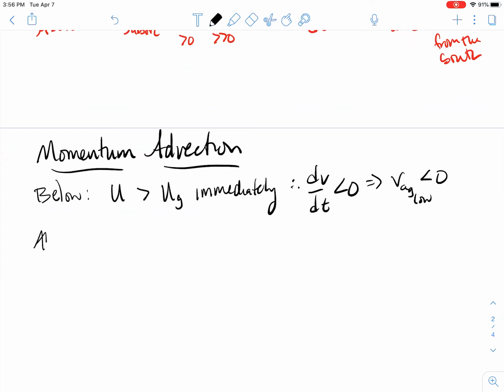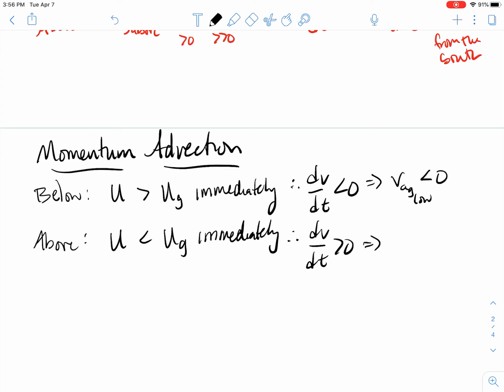Again, for above, we will immediately have U less than Ug, such that dv/dt will be greater than 0, and our Vag above will be greater than 0. And so these are the same sign as the changes in geostrophic height. So the net effect is being double of the individual geostrophic advection for both the top and the bottom for temperature and momentum, meaning we really accelerate the generation of this circulation.